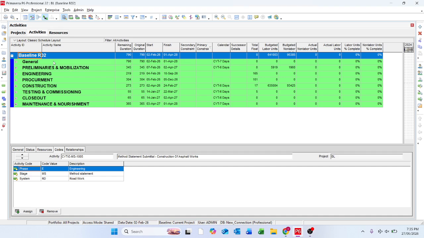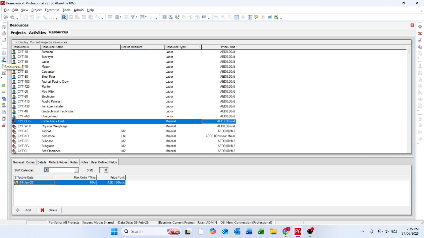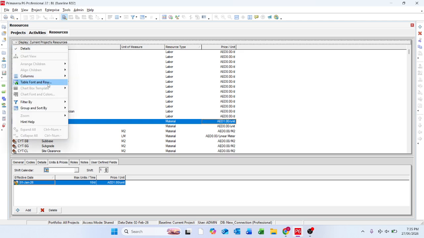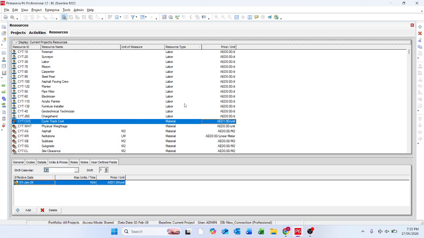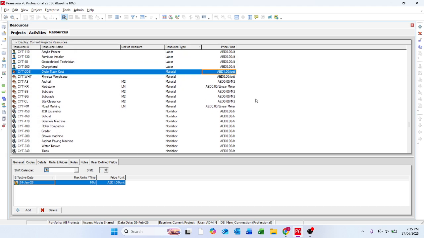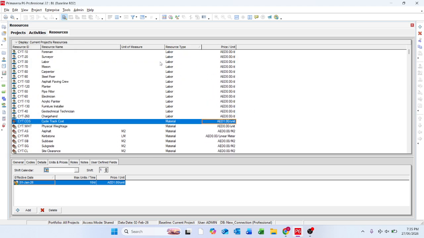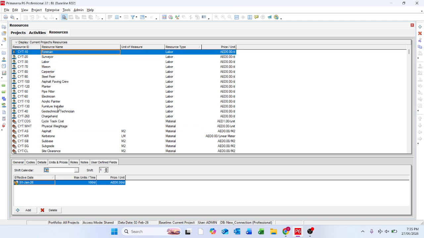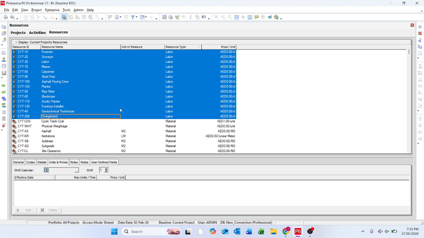Resources and how we assign the price per unit for each resource in Primavera P6. So let's go to the resource window. In the resource window, we have to select filter by current project resources. So when you have current project resources, you can see here the labor resources from foreman until charge hand. The resources are loaded, but the price per unit is kept at 0.